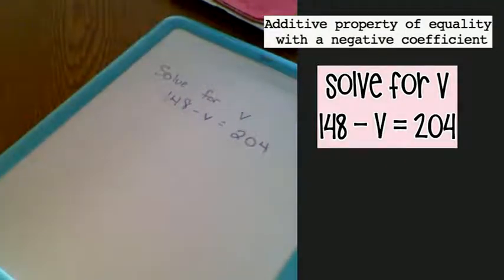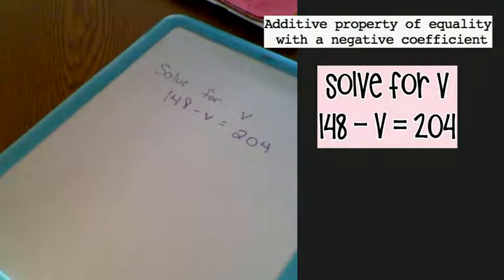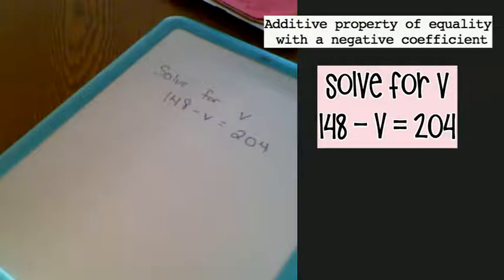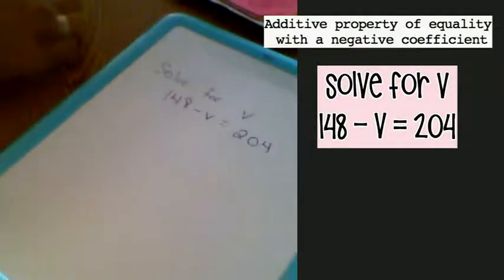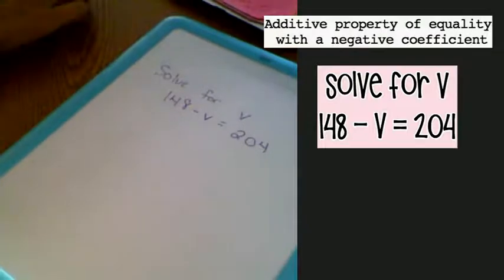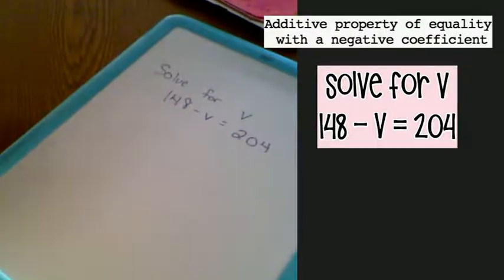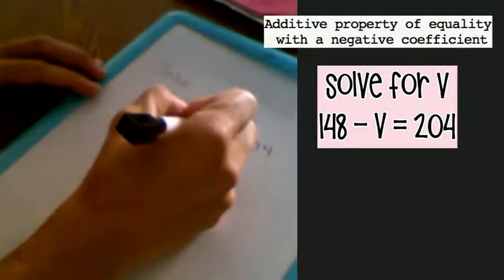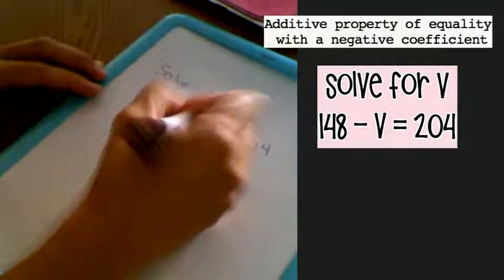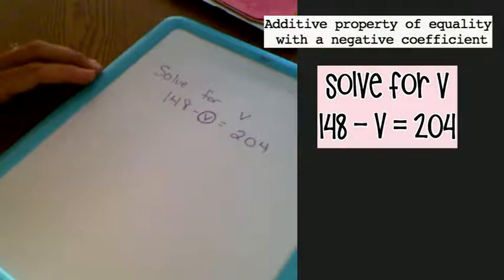All right, your problem in Alex will ask you to solve for a variable, and it may look something like this. 148 minus v equals 204. So again, what are we solving for? That's what's really important here. We are solving for the variable v. So we're going to circle that because that's what we're trying to get isolated by itself.